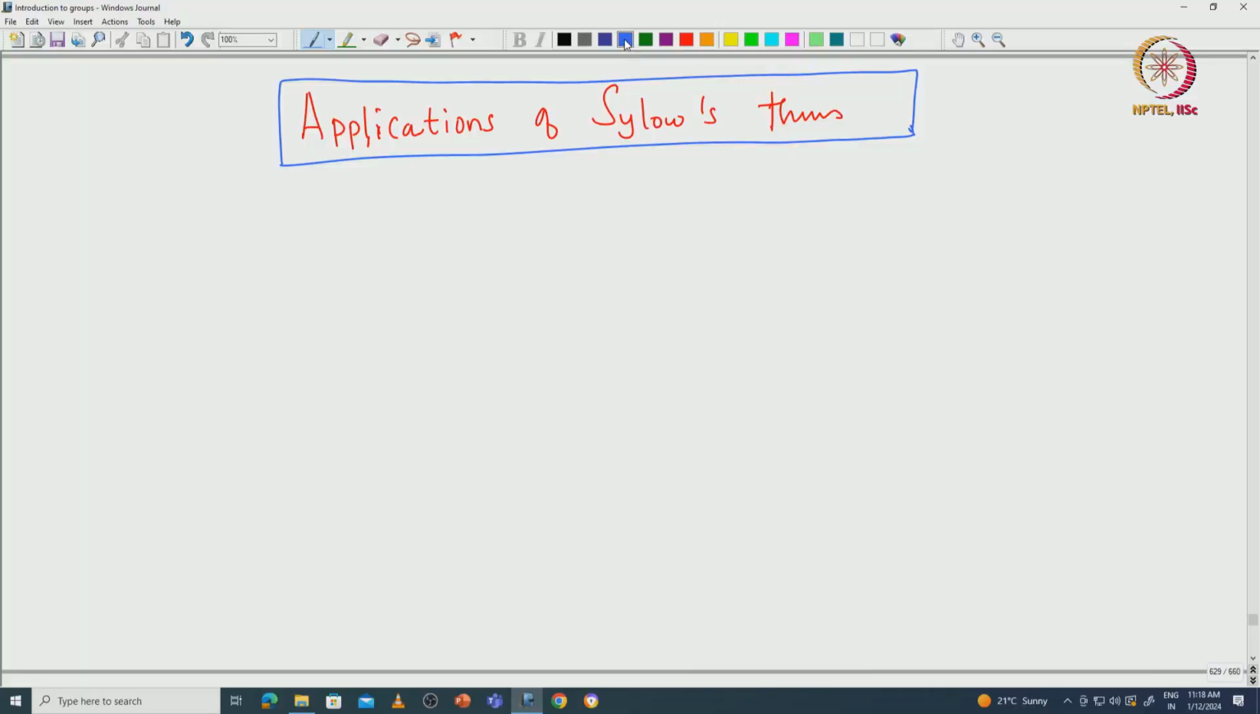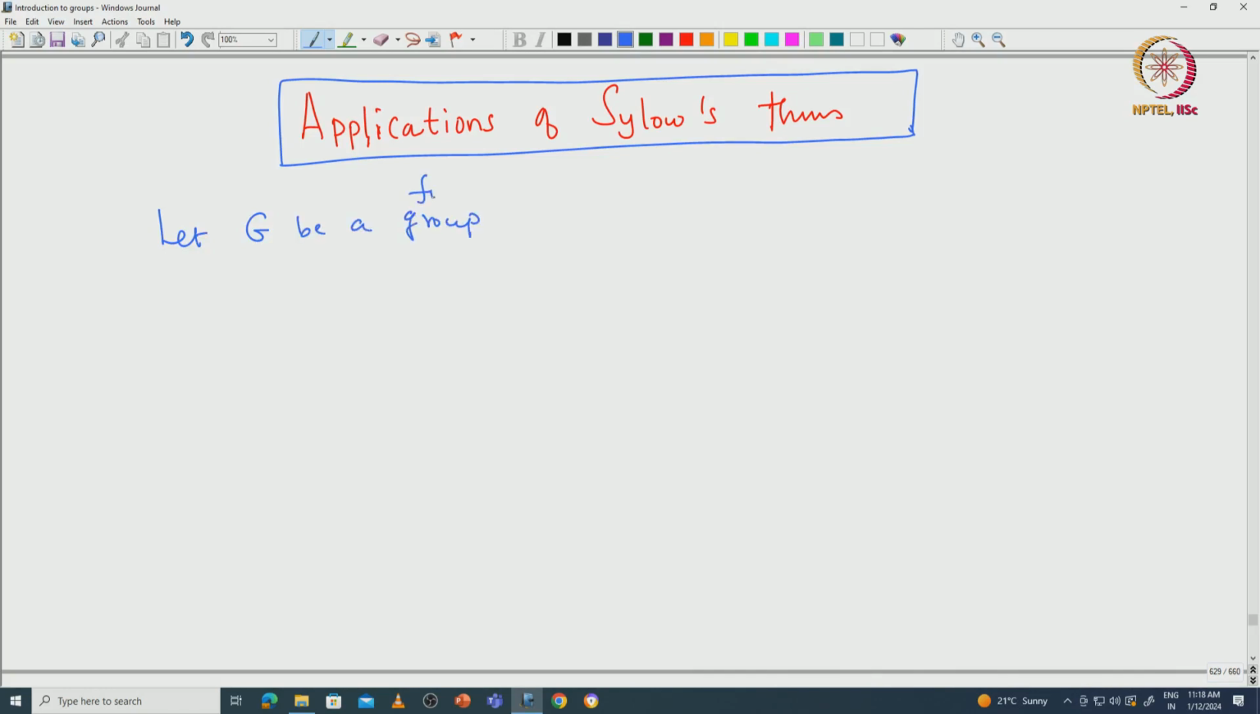Welcome back everyone. In this lecture we will see some applications of Sylow's theorem. First we begin with recalling all three Sylow's theorems. So let us start with the group G. So let G be a group.